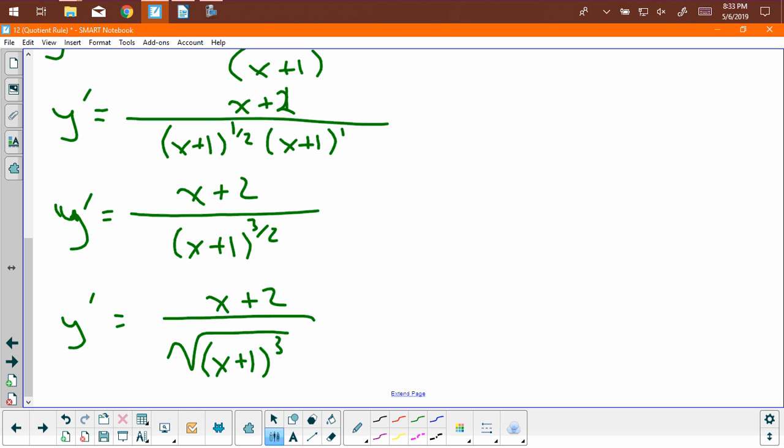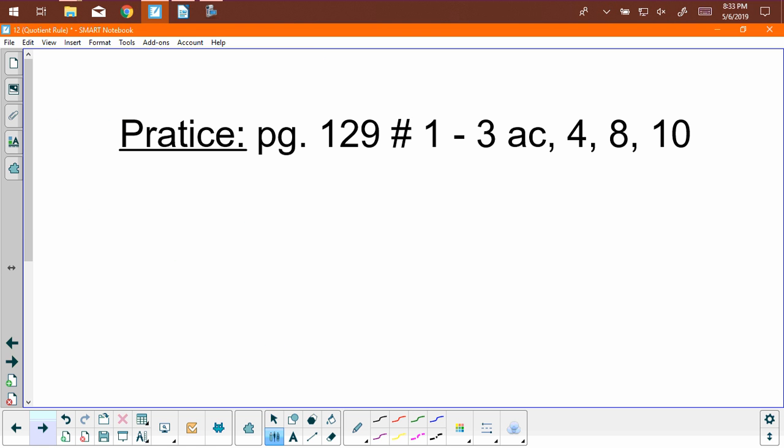All right, so that's it for this lesson. There is some practice work that would allow you to practice quotient rule, or of course you've got that assignment. There should be extra copies on my desk if you don't have one, or it's on the website, whatever suits your time the best here.